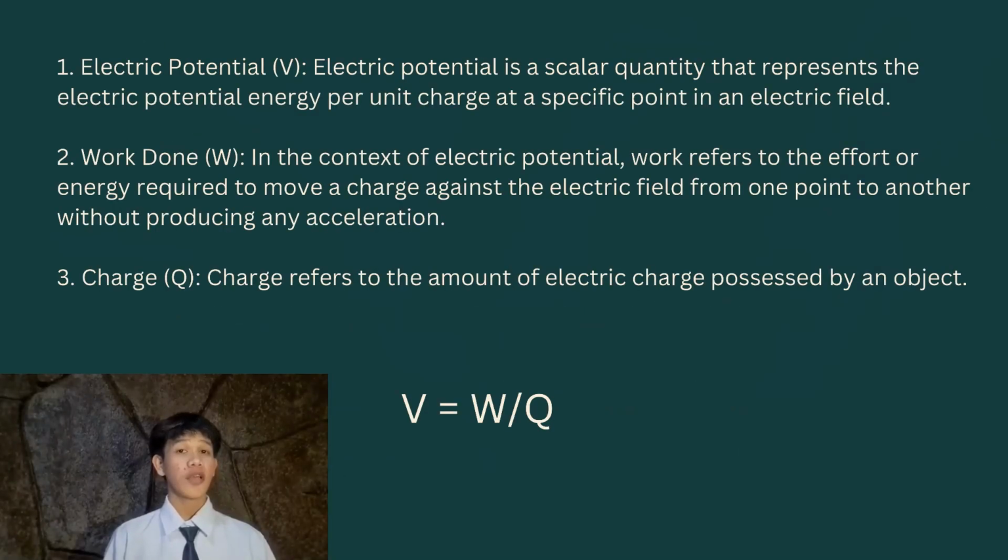Here's a breakdown of the components of the formula. Electric potential is a scalar quantity that represents the electric potential per unit charge at a specific point in an electric field. It tells us the amount of electric potential energy a unit positive charge would have at that point. In the context of electric potential, work refers to the effort or energy required to move a charge against the electric field from one point to another without producing any acceleration.